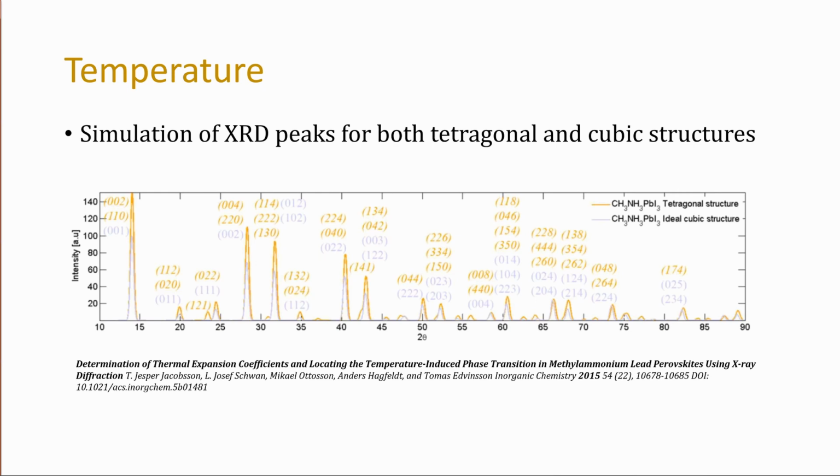In order to determine the temperature that the shift occurred, Jacobson et al. ran experiments and used temperature-dependent X-ray diffraction data and compared it to the simulated data of the tetragonal and cubic phases to determine the temperature that the shift occurs at. So you can see here the expected X-ray diffraction patterns for the room temperature tetragonal structure is in orange, and then the higher temperature cubic structure is in blue. You can see that the intensity of the cubic structure peaks are lower than the tetragonal, and that some of the cubic structure peaks have shifted to the left.